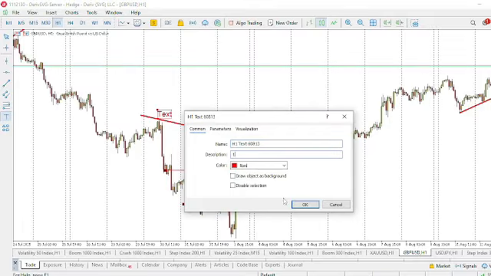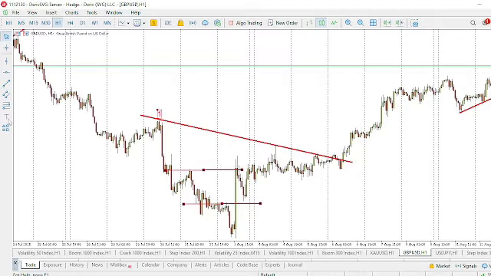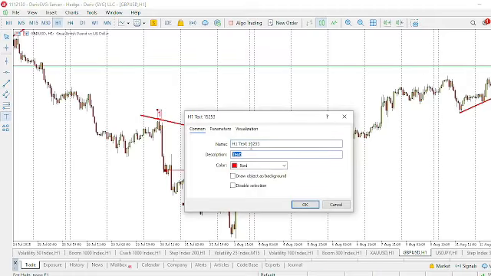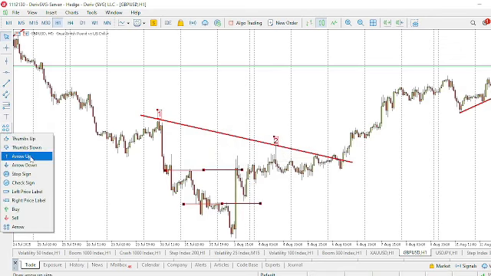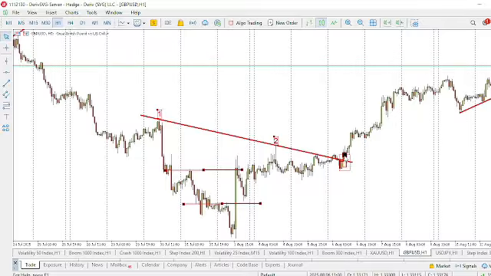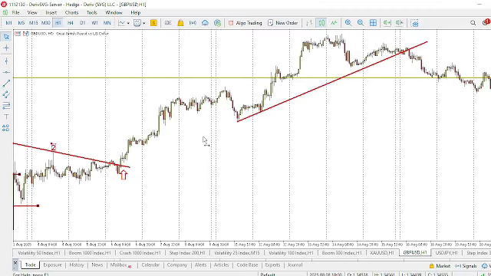You can see another example here. Another example is here: point 1, and then I have my point 2. Then I have the trend line breaking out at this spot, and then it goes to the upside.